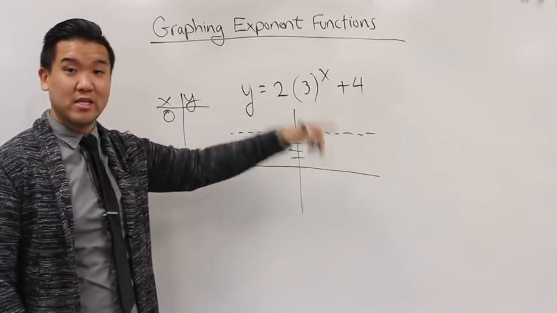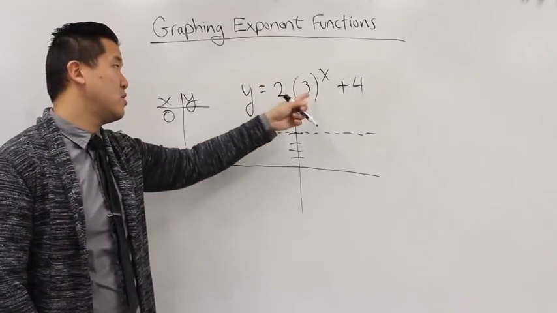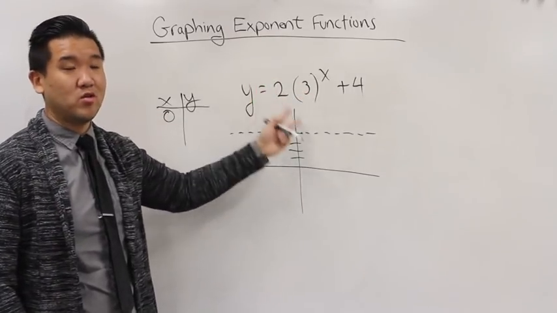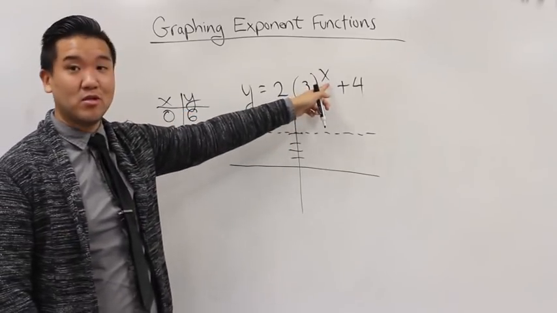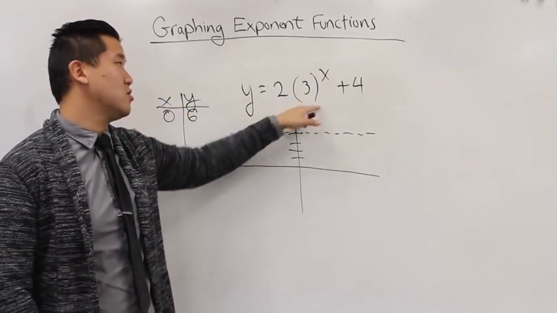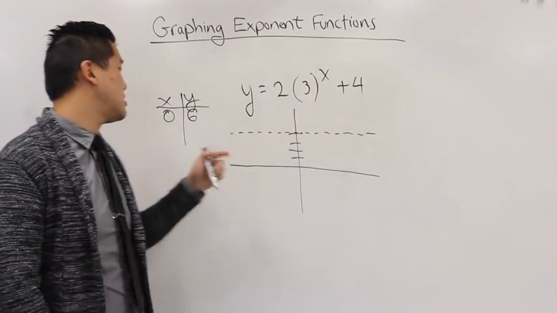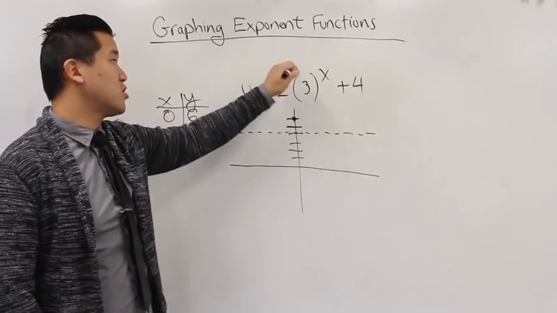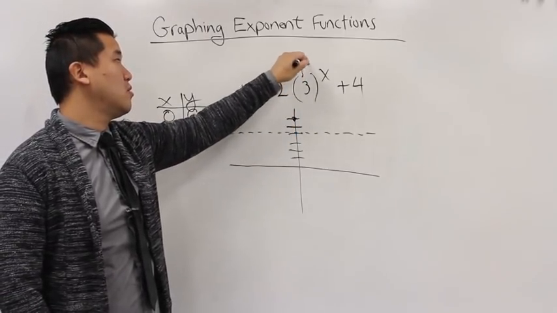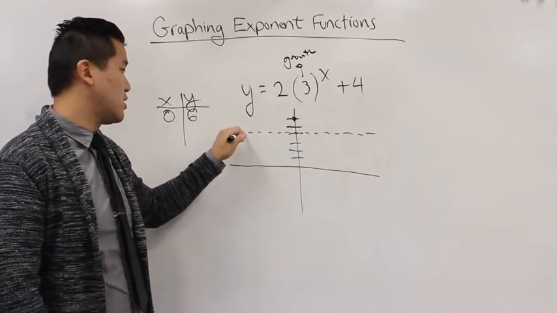Let's do this together in our heads. I do this a lot with my kids. 3 to the 0 power is what? 1. 1 times 2, 2. 2 plus 4, 6. Let's try that again. Anything to the 0 power is what? 1. So all this becomes 1. 1 times 2, 2. 2 plus 4, 6. We get (0, 6). We know it's a growth. So we should plug in a couple more values, but my graph should look like this.